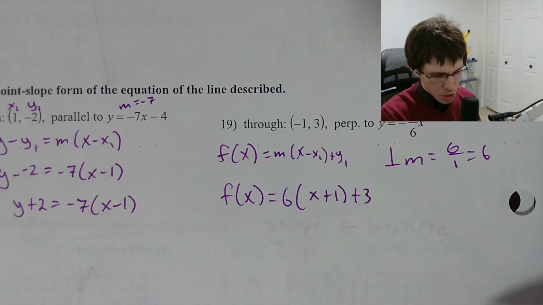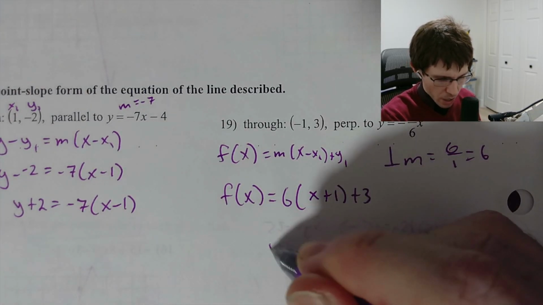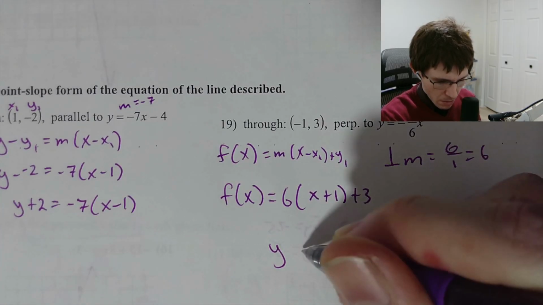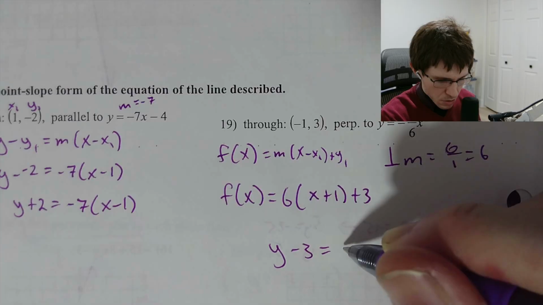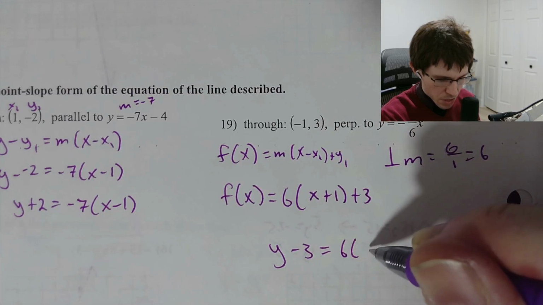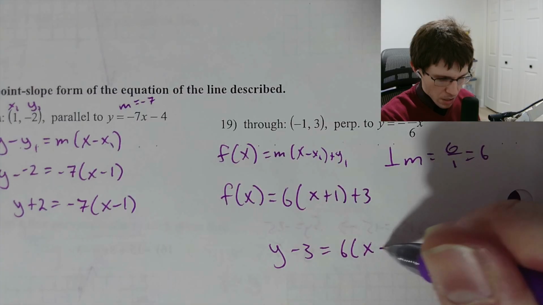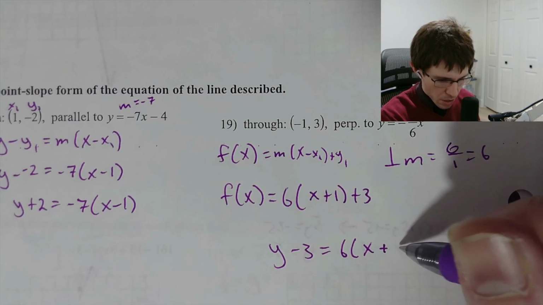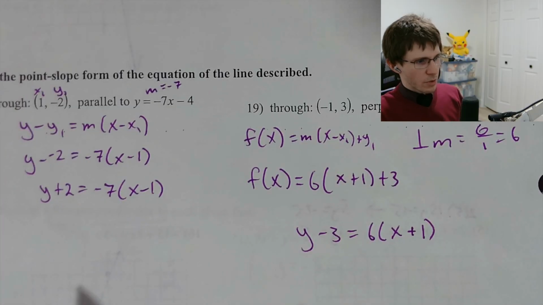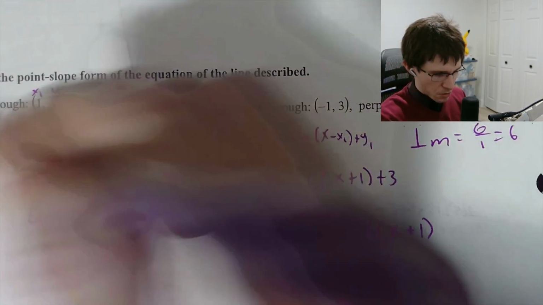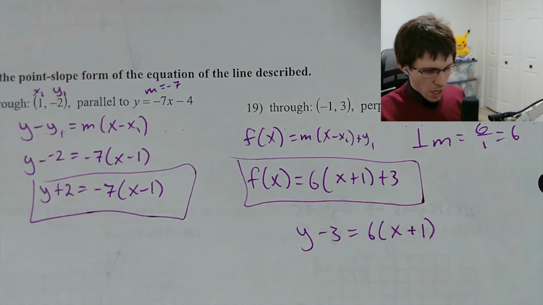Just to show you, in case you wanted to do it the other way, it would have been y minus 3 is equal to 6 parentheses x plus 1, sorry. So that would have been the other way if you wanted to write it like this. Should have circled these answers here. All right, we're almost done. We got one last question to do.